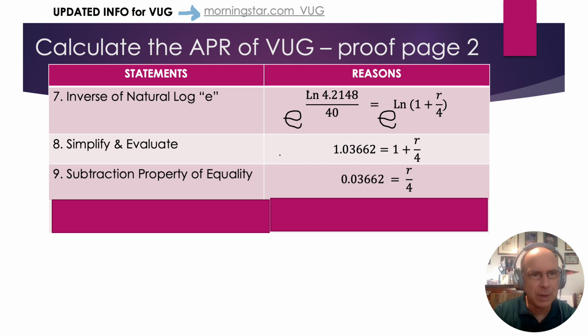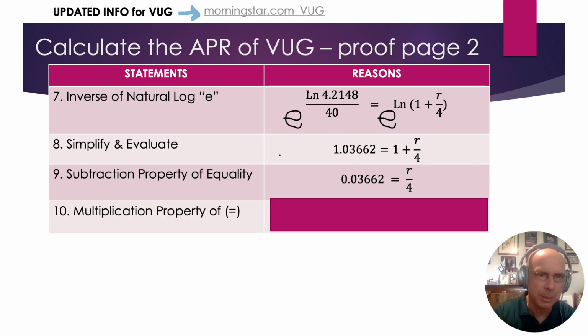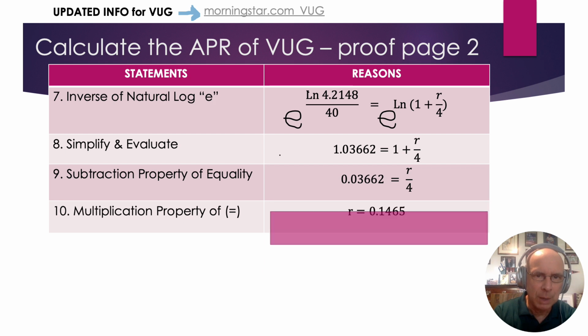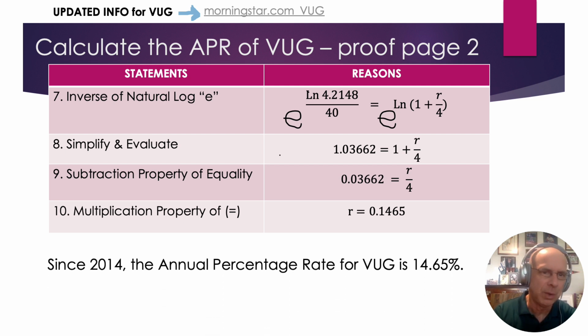And then our last step is what's called the multiplication property of equality. You multiply 4 times 0.03662, and you get this decimal rounded to 4 decimal places of 0.1465. Well, that as a percentage is 14.65%. So, since 2014, the annual percentage rate of the Vanguard Ultimate Growth ETF is 14.65%.